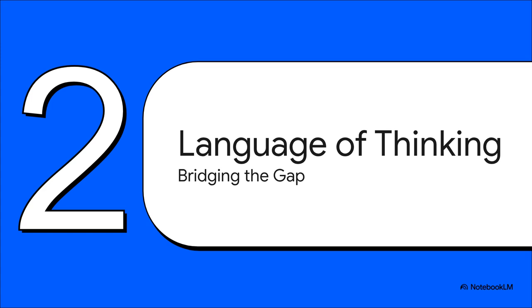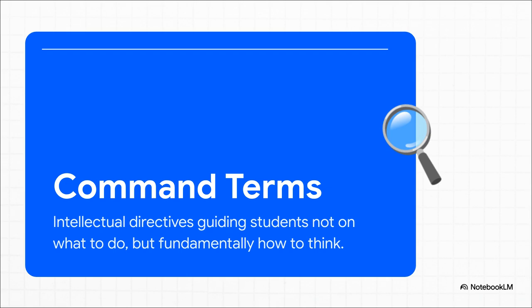These aren't just vocabulary words to memorize. They are, quite literally, the language of thinking. It's actually pretty simple when you break it down. Command terms are just intellectual directives. They give students absolute clarity. So when you use a word like evaluate or design, you're not being vague. You are telling a student exactly which cognitive gear to shift into. It creates a shared, crystal-clear language for learning.